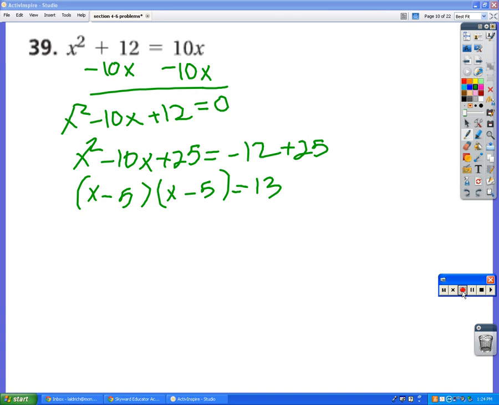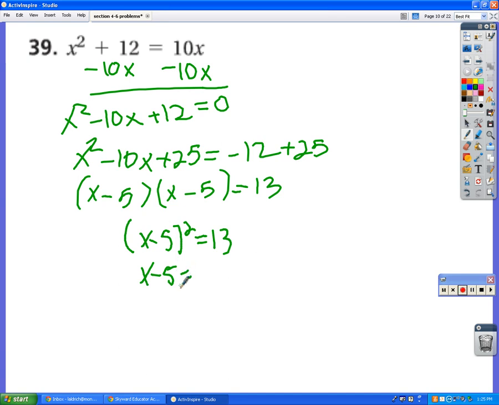All right, so now we're ready to finish this up. X minus 5 times x minus 5 you can rewrite as x minus 5 squared. So since I have something squared equals a number, square root both sides. What's the square root of x minus 5 squared? X minus 5. Equals plus or minus the square root of 13. And then my last step is how do I get rid of that 5?